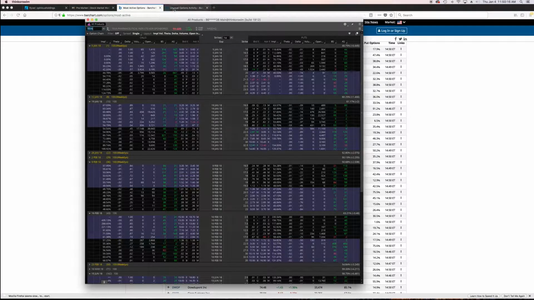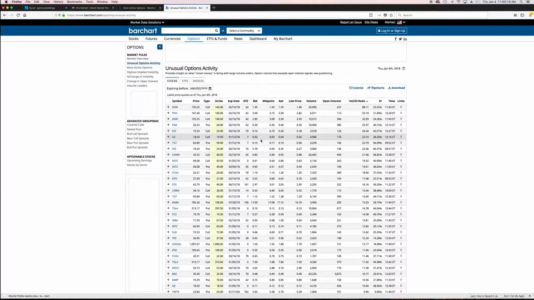Another resource to use is unusual options activity. Now, when you have unusual options activity, it usually is implying that someone, a big player, maybe a market maker, someone knows something or is speculating something that's going to happen, and they're looking to either hedge their current stock position or they're looking to make a big play on something speculative that, you know, maybe it's some future news coming out that they know about or something like that.